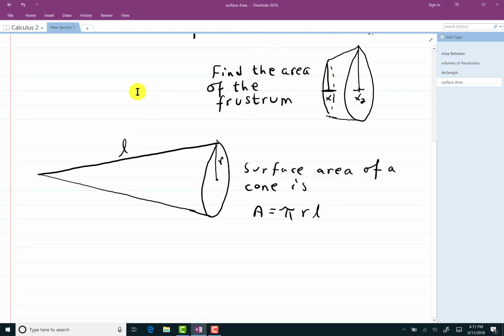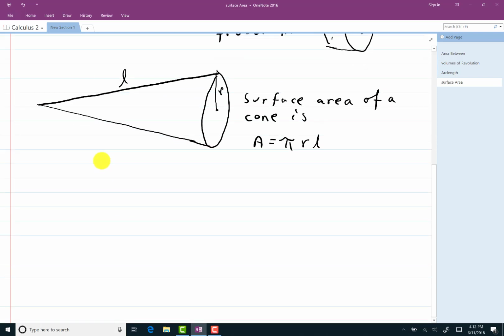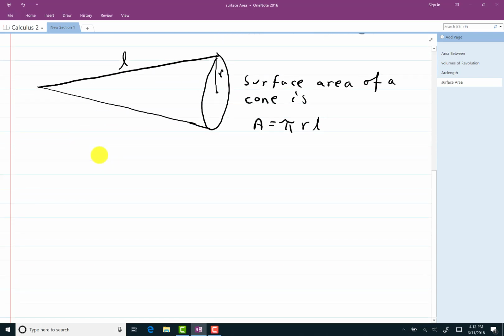Now keep in mind, when I talk about the surface area, I'm talking about just the area of the outside here. We're not including the base. And keep in mind also, this is supposed to be a hollow cone. So all it is is boundary material. All right, so let's look at our situation then.